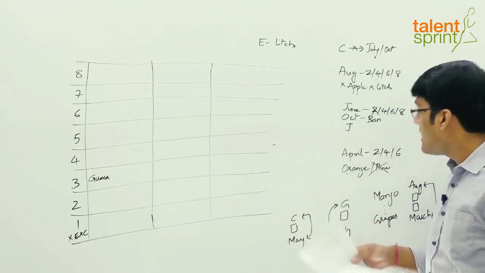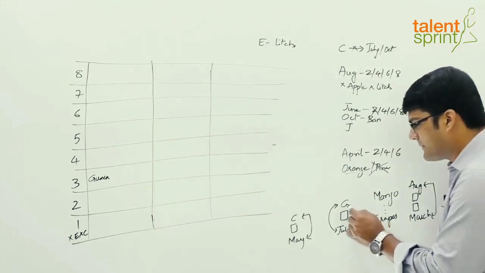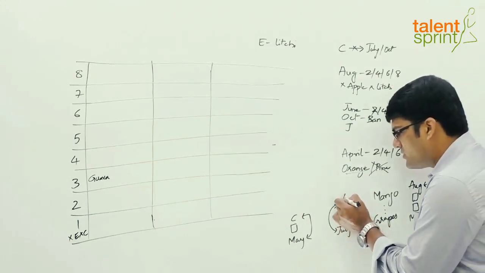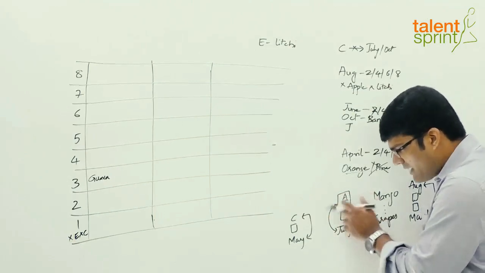Next, A lives just above G. Did we mark something about A? No. G is here, and A lives just above G. So let us connect these two. A and G will be together. And you know that these two can be swapped.